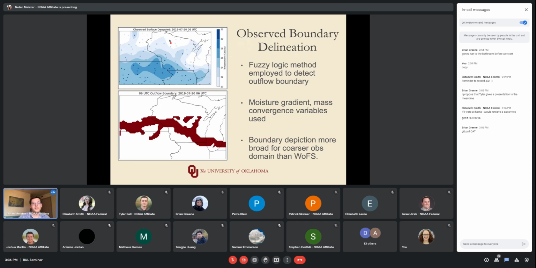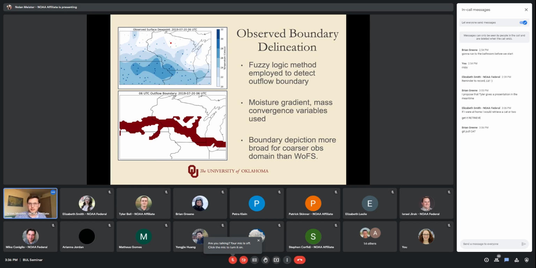This is the observed surface dew point at 6 UTC on the 20th, and this is how my algorithm came out with the boundary. I'm pretty happy with its performance. Obviously, it's pretty coarse. You wouldn't expect a depiction of a boundary to be that wide, but we only have so many observations within the network, so there's only so much you can do to make your boundary finer without introducing possible errors as a result of just data availability.